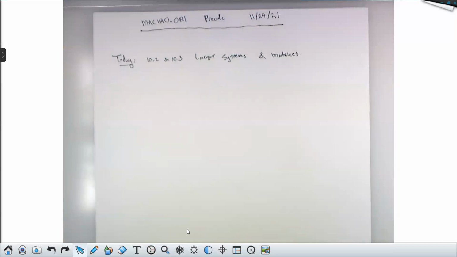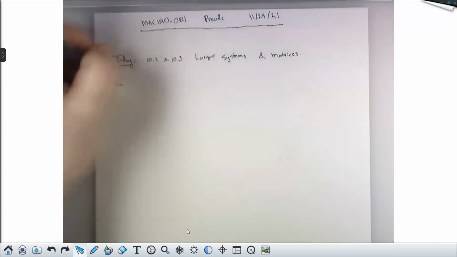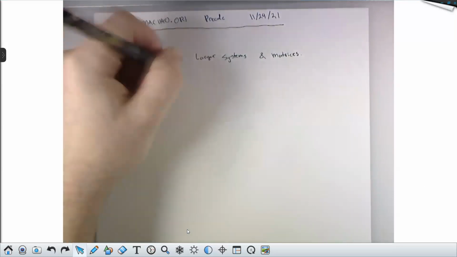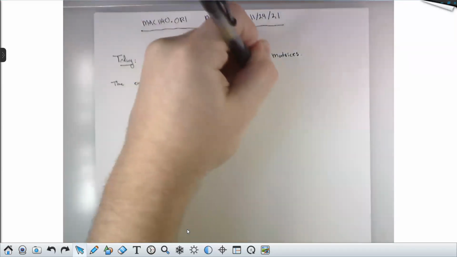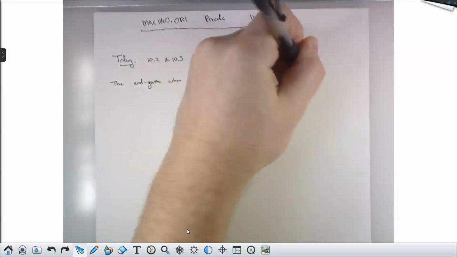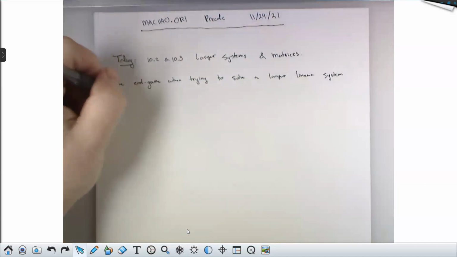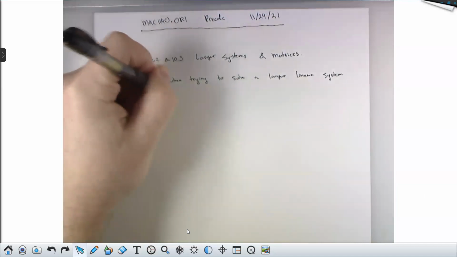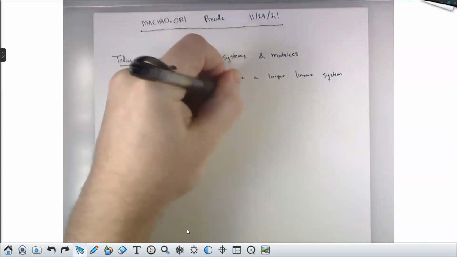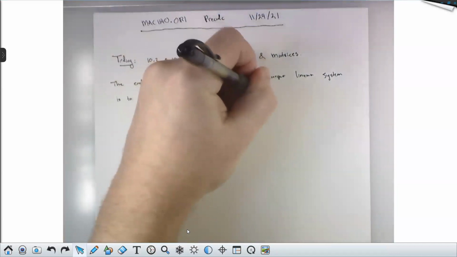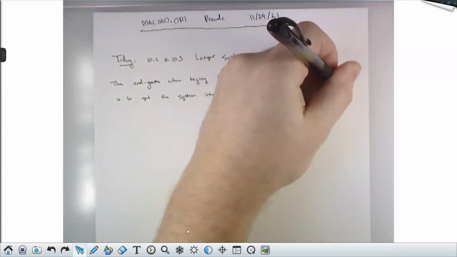So I think the place your book starts here is not a bad place. Sort of the end game when trying to solve a larger linear system. And remember, we really are only interested in linear systems, is to get the system into a certain form, which your book calls triangular form, using row operations.